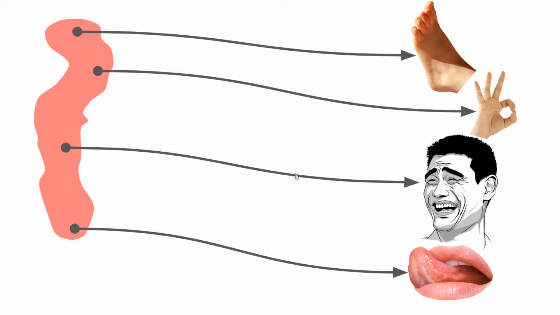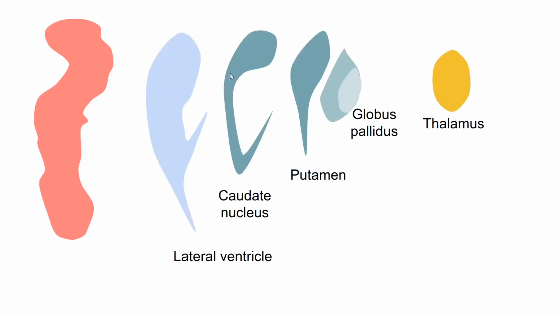Taking that motor strip and isolating it on this slide, we show here the leg area, the arm area, the face area, and the tongue area. To get from point A to point B, they need to traverse several obstacles: the lateral ventricle, the caudate nucleus, the putamen, the globus pallidus, and the thalamus. Not all of the primary motor cortex fibers need to traverse all of these.